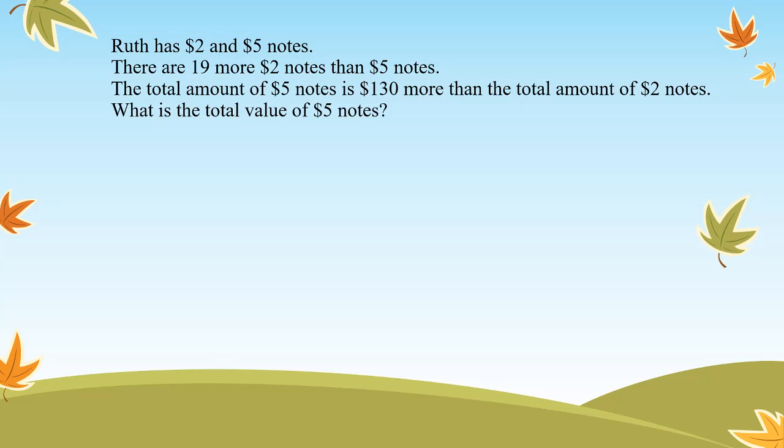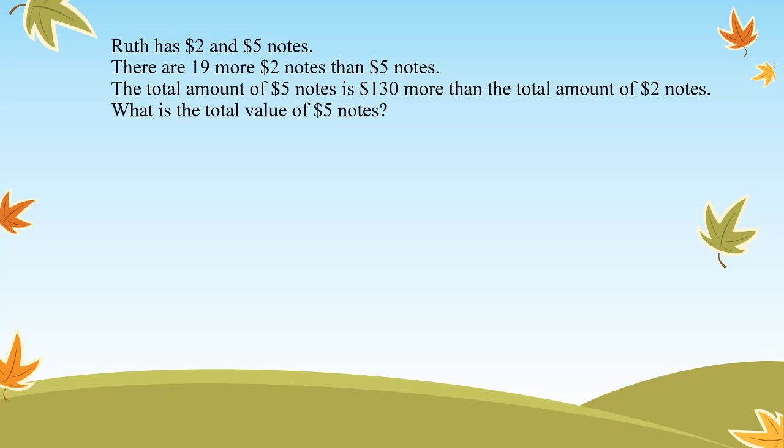So I give you an example. It can be 50 $5 notes and 69 $2 notes. It can be 60 $2 notes and then 41 $5 notes. So many combinations, because the only clue to you is 19 more $2 notes. So guess and check is inefficient here. You're going to waste a lot of time guessing.